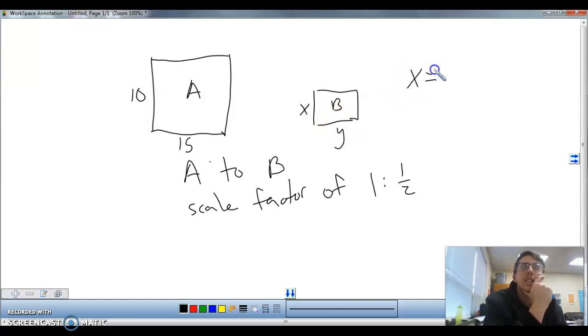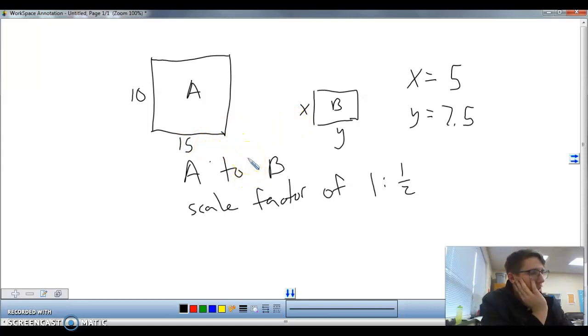Well, what's x going to be? If it's 1 to 1/2, one of these to a half of it here, x would be half of 10, 5. And again, 15 to half of 15 here, y would be 7.5, because 7.5 is half of 15.